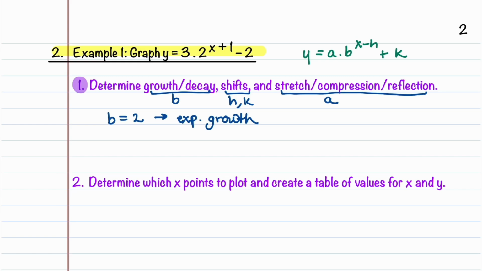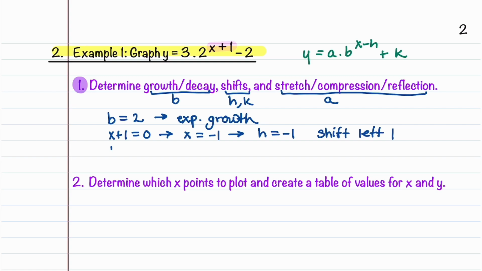Now let's think about our shifts. I think the easiest way to determine the horizontal shift is to focus on the exponential. What you can do is take this exponential x plus 1 and set it equal to 0, and that's going to give us x is equal to minus 1, and that tells us that our horizontal shift, h is equal to minus 1, is going to be to the left by 1 unit. So let's just write down shift left 1.